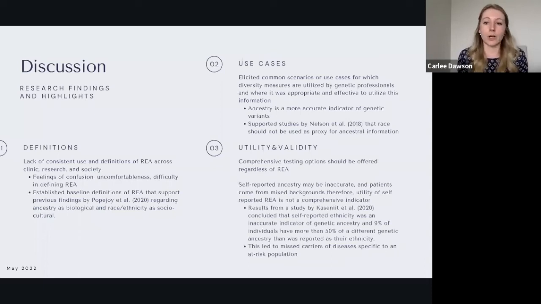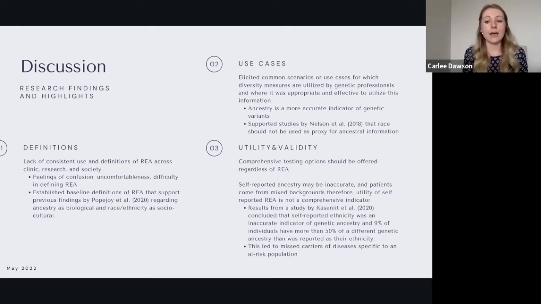Lastly, regarding the utility and validity of race, ethnicity, and ancestry, while there are some elements and scenarios in which race, ethnicity, and ancestry information is not appropriate, regardless of an individual's REA, they should be offered comprehensive screening options because of risks for self-reported ancestry, which may be inaccurate as patients come from mixed backgrounds.